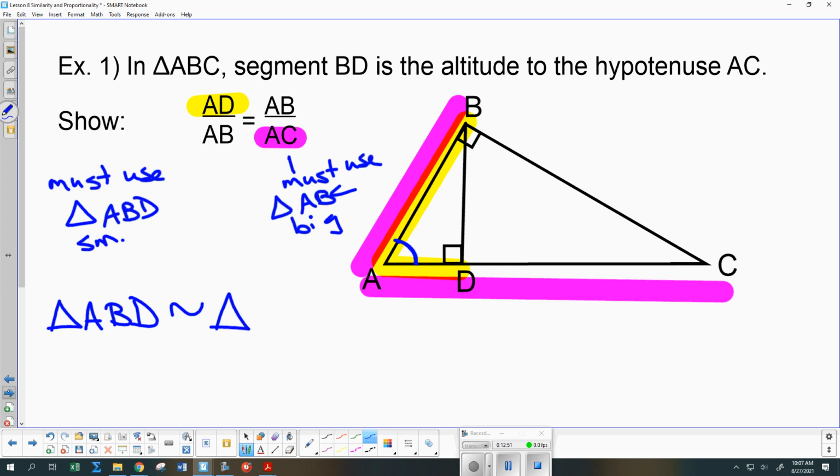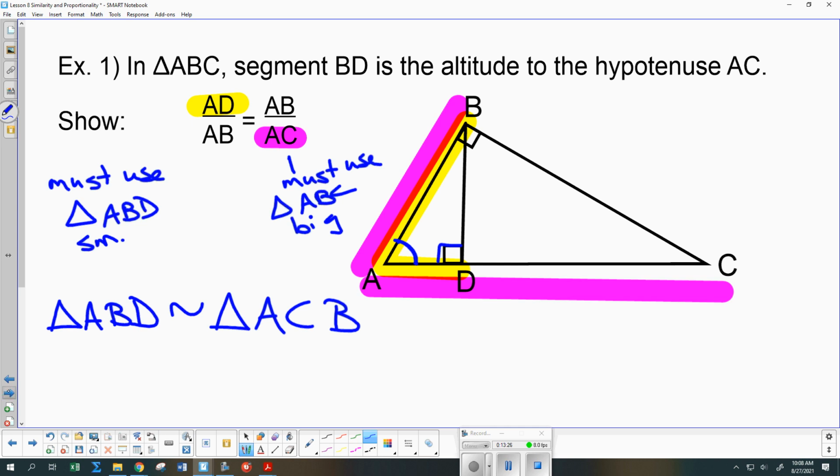So I'll finish my similarity statement. A in the little one, and we just said A is also in the big one, right? So those 2 have to match up. And let's see, in the little one on the left, D is my right angle, right? Right here, D is my right angle in the little one. What's my right angle in the big triangle? B, so since D was last, B needs to go last over here, which means C needs to go in the middle. So now I've got my similarity statement.